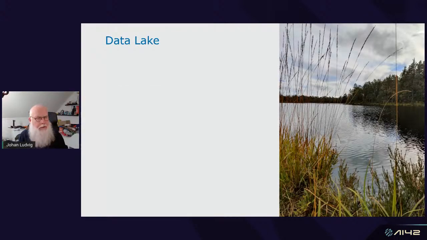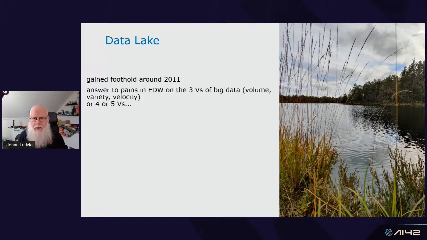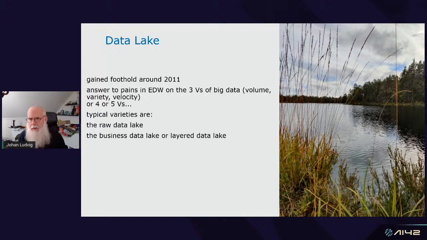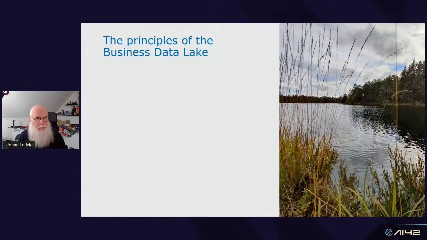Then you have the data lake, and the data lake itself gained foothold around 2011, and it tries to answer some of the pains that we were starting to see in the data warehousing side, and specifically around big data. Of course, depending on which marketing department you talk to, they will talk about 3, 4, or 5 Vs, but let's stick to volume, variety, and velocity, which are things that the relational database systems of the time were struggling with. And the typical data lake's variety is the raw data lake. And then you have a layered data lake or a business data lake.